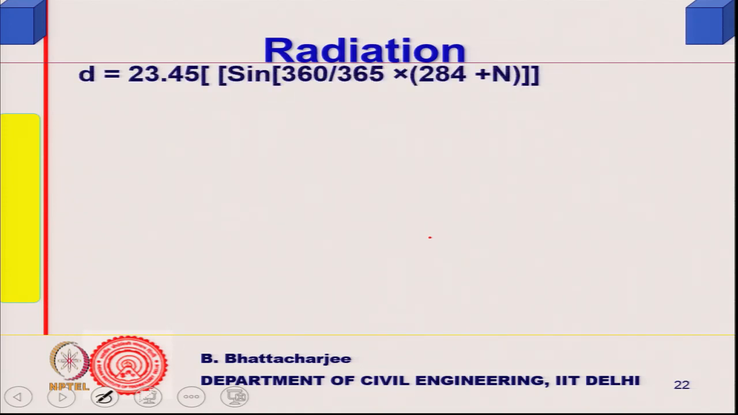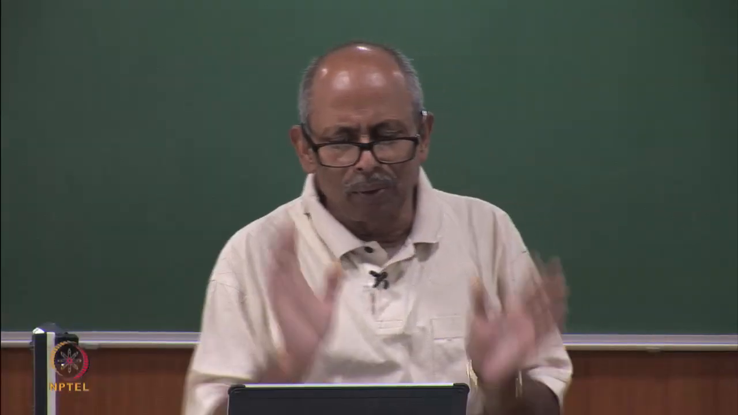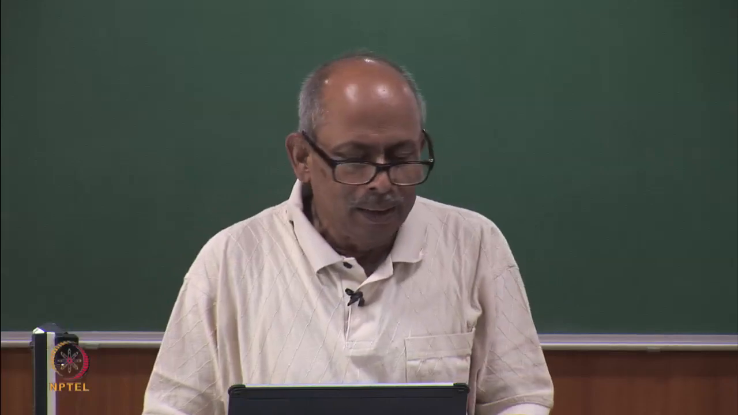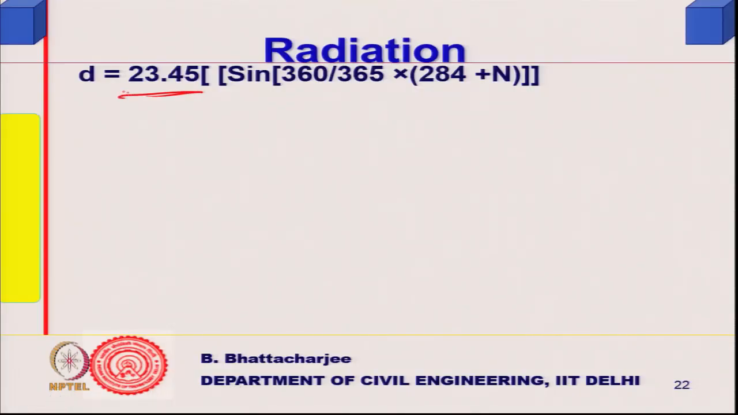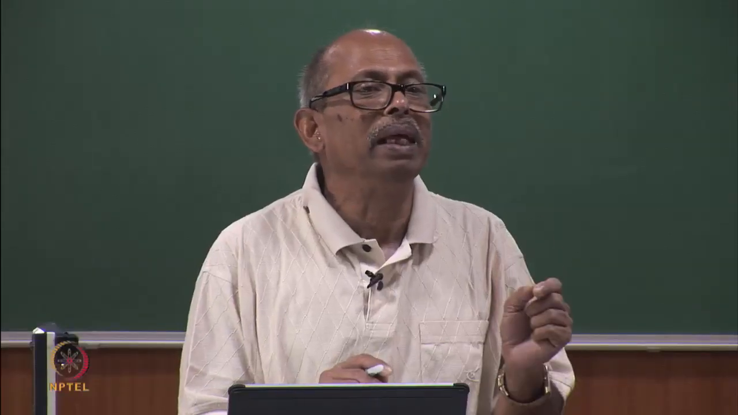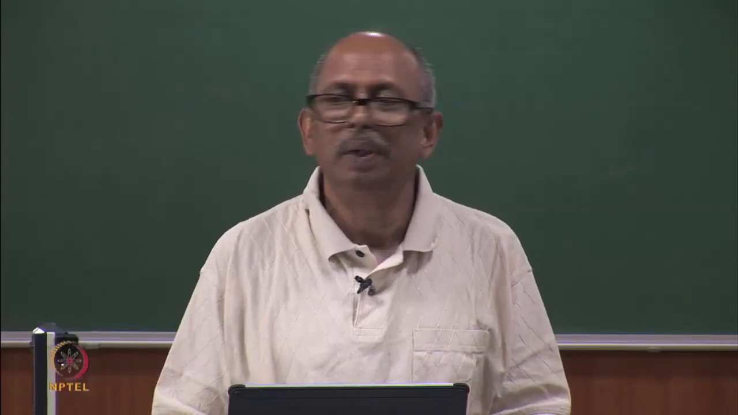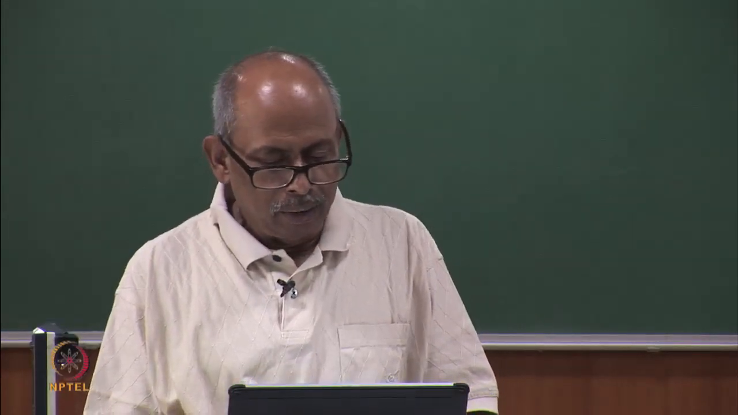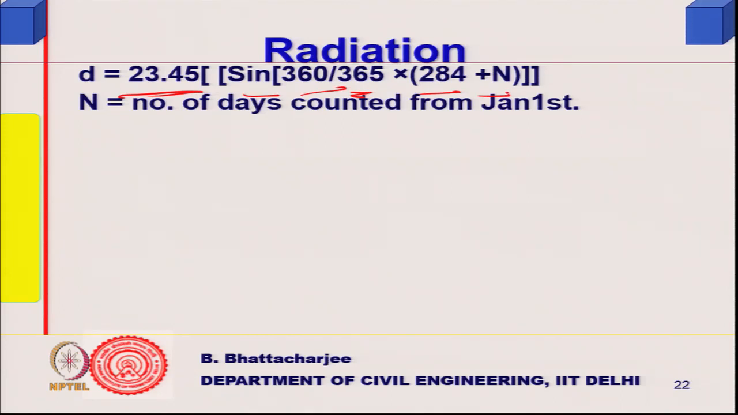Among many complicated equations, this is one simple empirical equation for declination: 23.45 sine of 360 divided by 365 multiplied by 284 plus n, where n is the number of the day in the year, counted from 1st January.